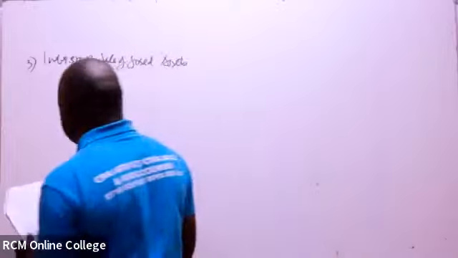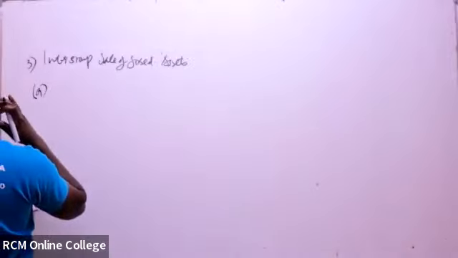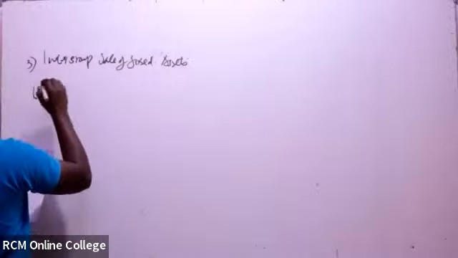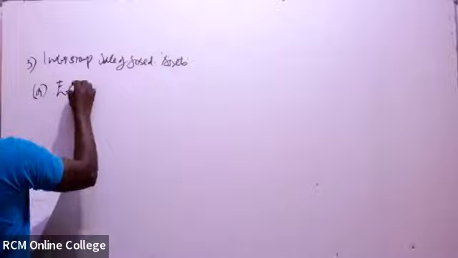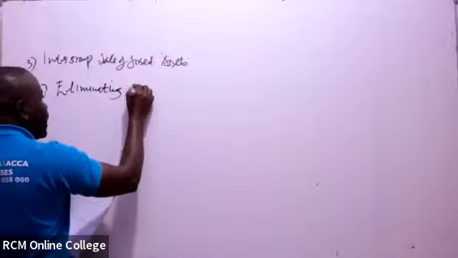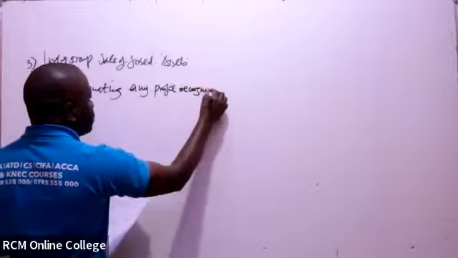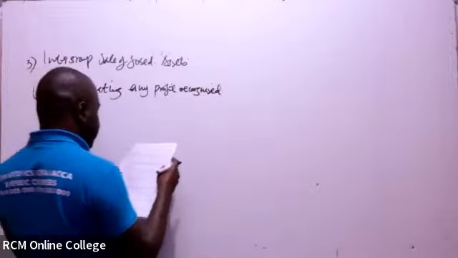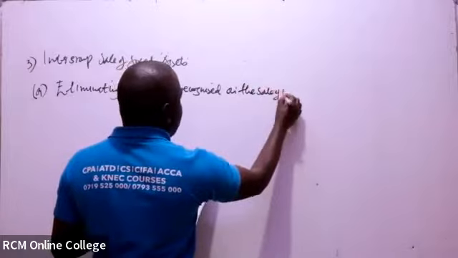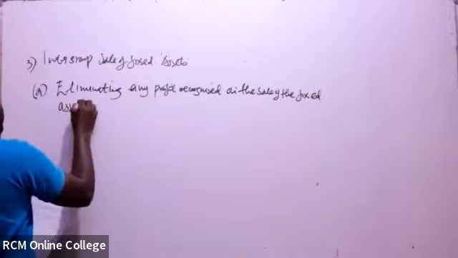So what is the first adjustment? The first adjustment is to eliminate any profit recognized. So the first one will be dealing with eliminating any profit recognized on the sale of the fixed asset. Any profit recognized on the sale of the fixed asset, you eliminate it.